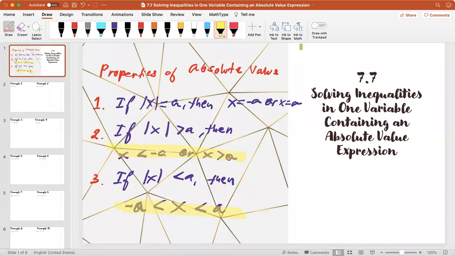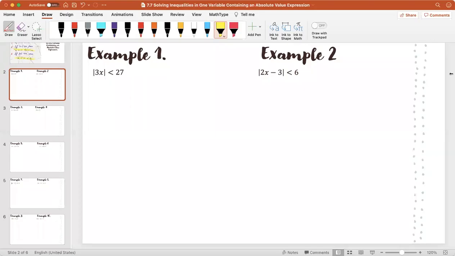The properties of absolute values are due to equation. One of the properties is due to an equation, and the other one is due to inequalities. In this section 7.7, we'll be solving inequalities in one variable containing an absolute value expression. And we'll be using property 2 and 3. We've used property 1 in the previous section, but for this section, we'll only be using property 2 and 3. Let's solve this example 1, absolute value of 3x less than 27.